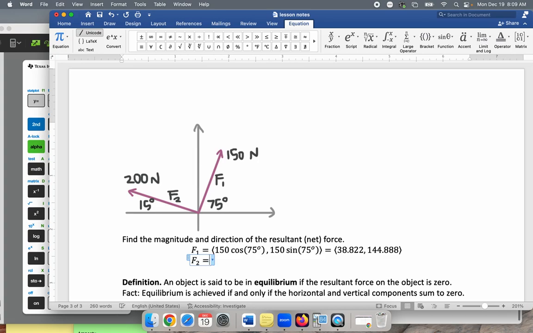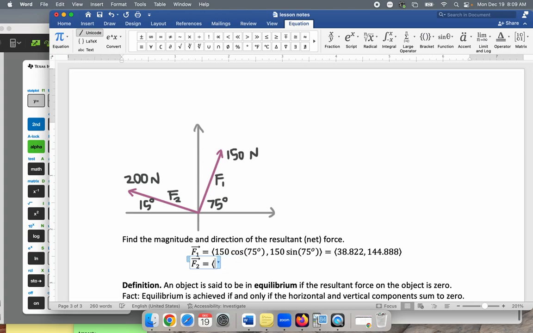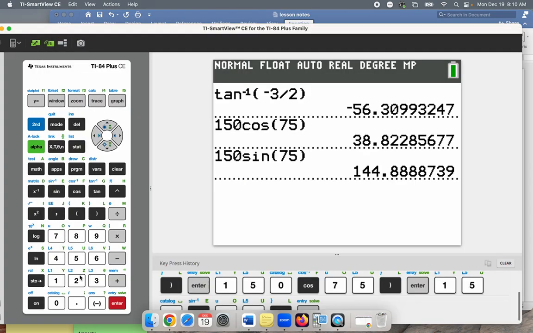F2, we have to be a little bit more careful. Oh, I should put vector symbols on top of these guys. These are vectors. So F2, we have to be a little bit more careful because even though you see this angle 15 degrees, you know that that is not the angle of F2, right? It's measured from the positive x-axis. And so the angle associated with F2 is in fact 180 minus 15, right? So that's going to be 165. So it's 200 cosine 165, comma, 200 sine 165. So what does that give us?